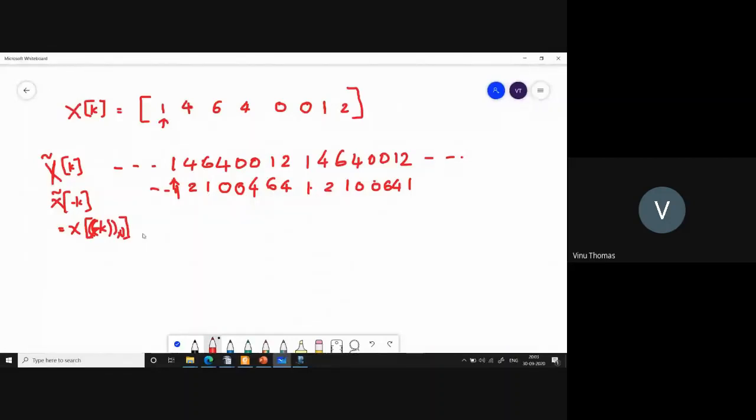One cycle of that you can write as 1, 2, 1, 0, 0, 6, 4, 1. So this is x tilde of minus k modulo n for 0 less than or equal to k less than or equal to n minus 1. So I will rub off the rest.